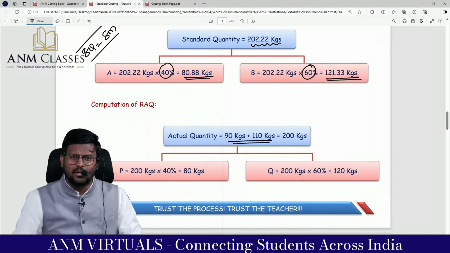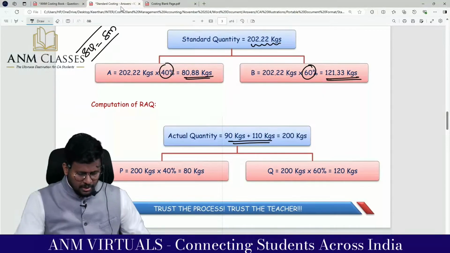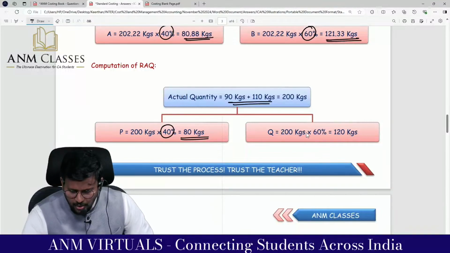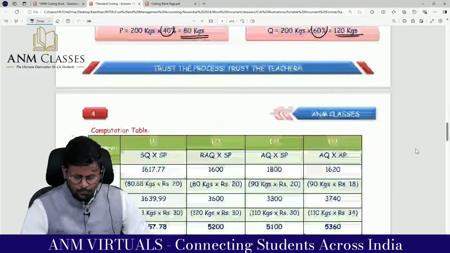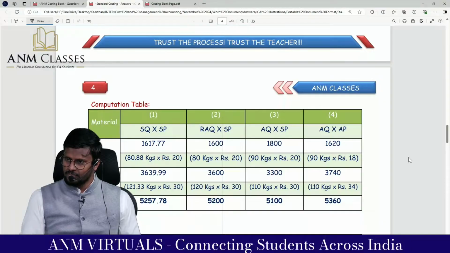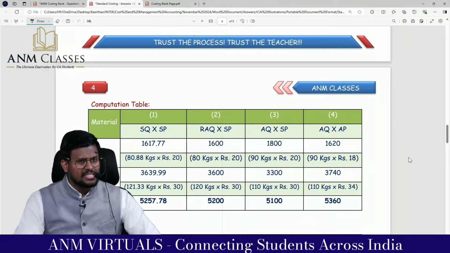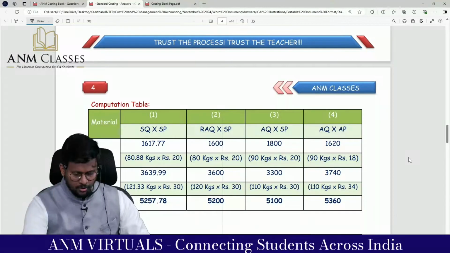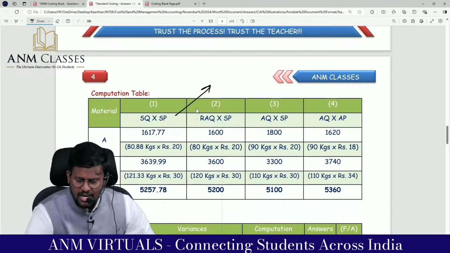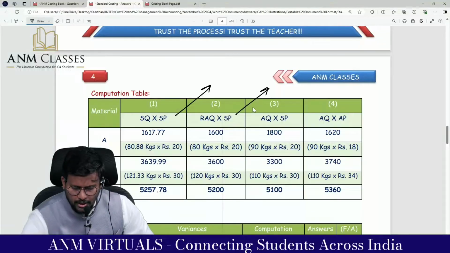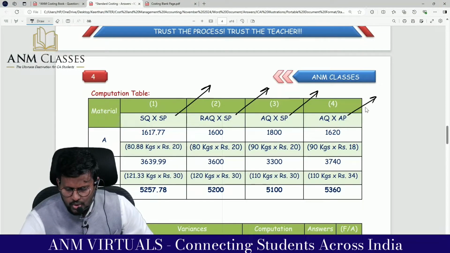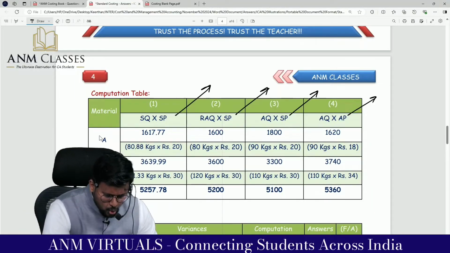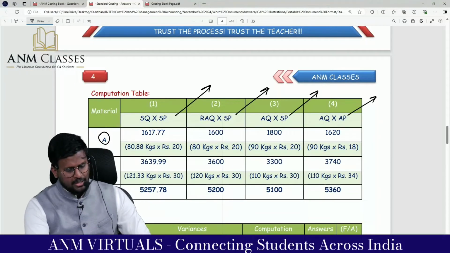I want it in the standard mix. That means 200 into 40%, and 200 into 60%. Second column also we have done. Very simple. This is a multiple raw material product, so four columns will come: standard quantity into standard price, revised actual quantity into standard price, actual quantity into standard price, and actual quantity into actual price. We have two raw materials, A and B.